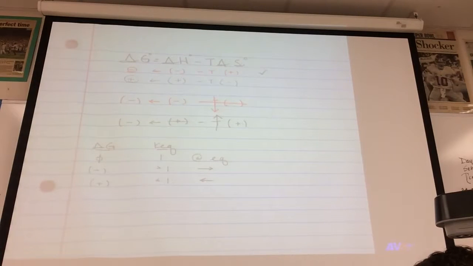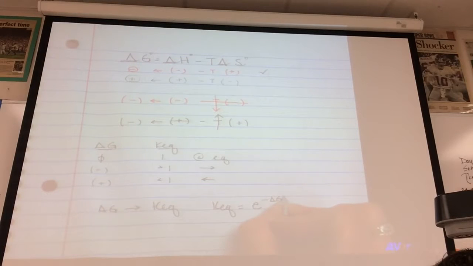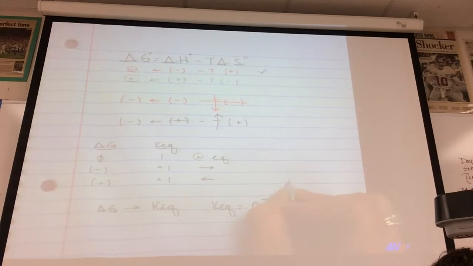And then I think some of the kids missed this last question, where if you have delta G and you want to get KEQ, this formula is not given directly on your formula sheet. KEQ is e to the negative delta G over RT. You can get it derivatively. Delta G has to be in joules. And this R has to be 8.314 joules per mole Kelvin, and T must be in Kelvin.